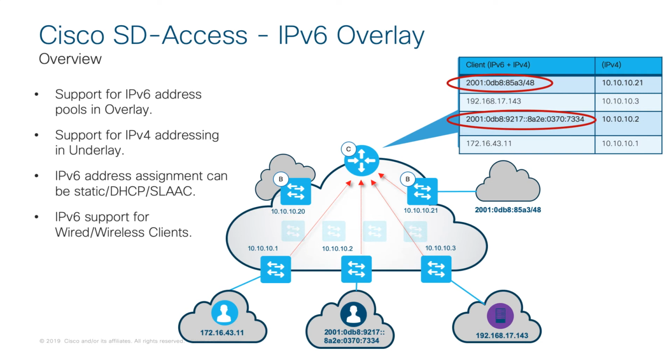SLAAC is stateless address autoconfiguration, another method in which the host or router interface is assigned a 64-bit prefix. The rest of the network settings we are familiar with in the design page, such as ISE, syslog, and SNMP server, will remain IPv4.